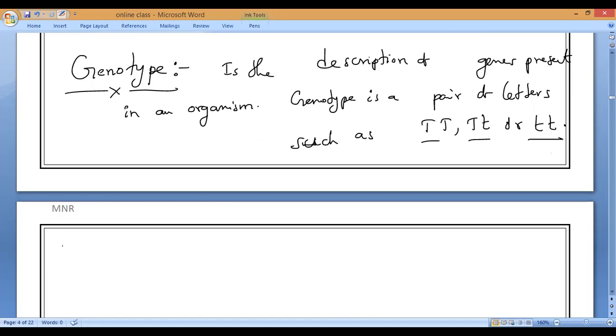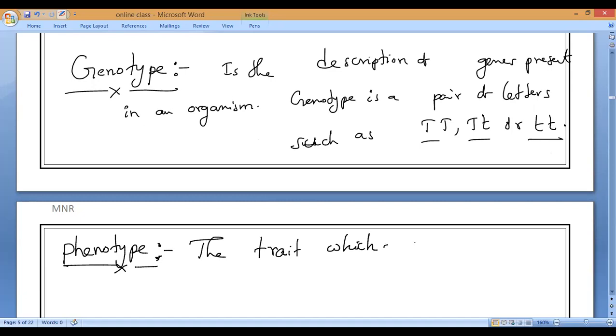Next, phenotype. Phenotype means what? A characteristic visible to us. You can write: the trait which is visible in an organism is called its phenotype.